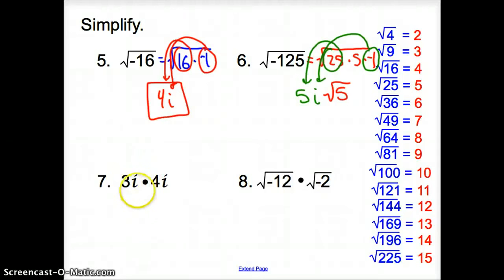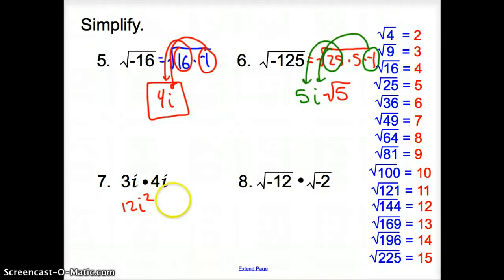How about number 7? Now we have 3 times 4, so that's just 12. Nothing changes there. But how about an i times an i? i times i would be i squared. Now, i squared, what is i?